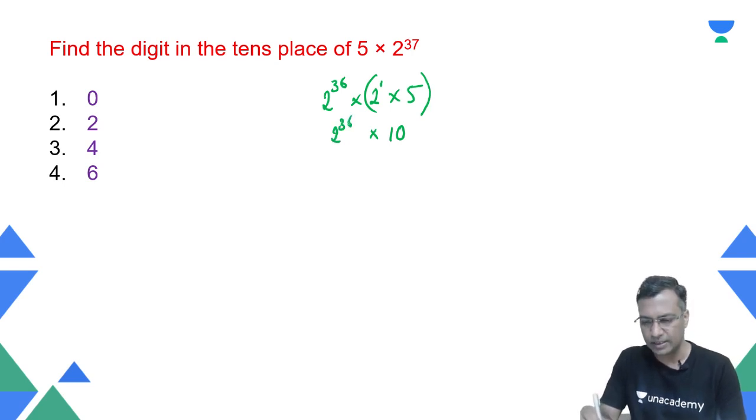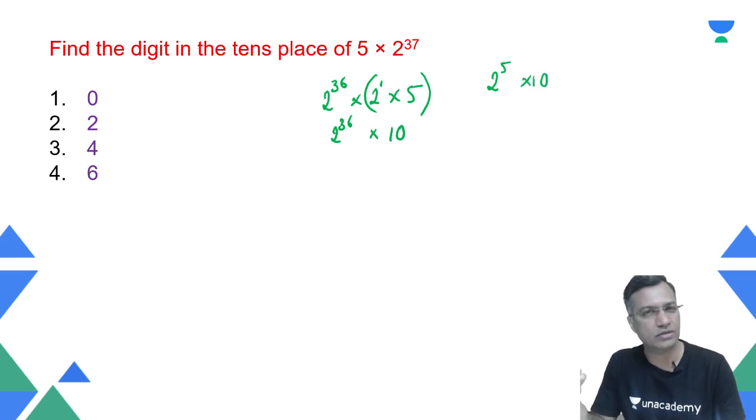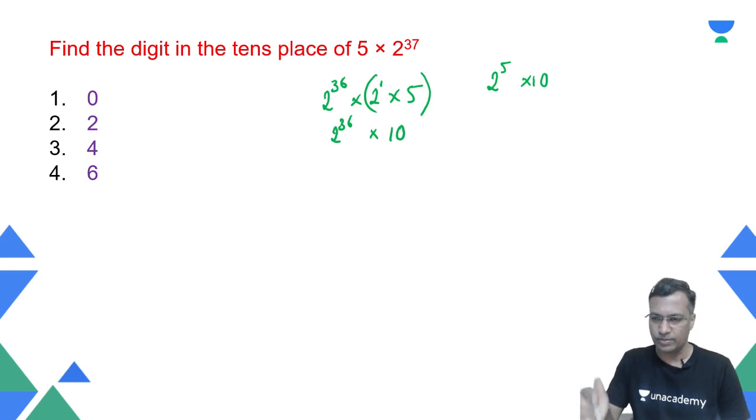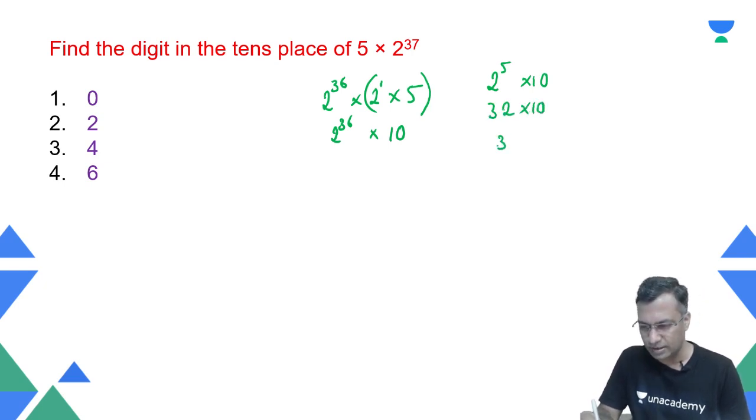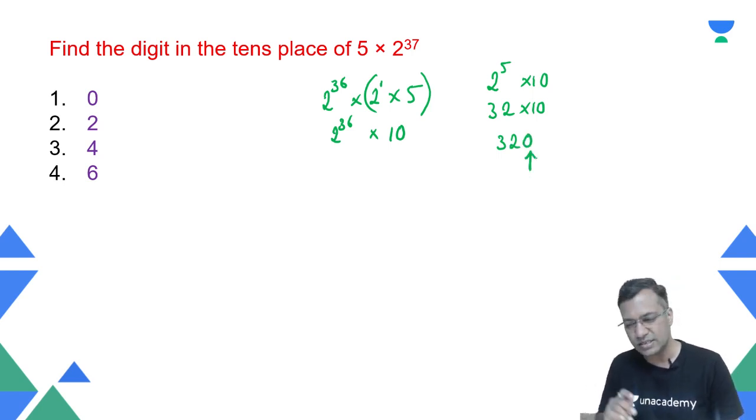Now, for example, let's say that instead of 2 raised to power 36, what if I had 2 raised to power 5 into 10? That is a known number, right? The 2 raised to power 36 value we don't know. So 2 raised to power 5 is 32, and into 10. Therefore, the number is 320. What is the units digit of this number? The units digit is nothing but 0.